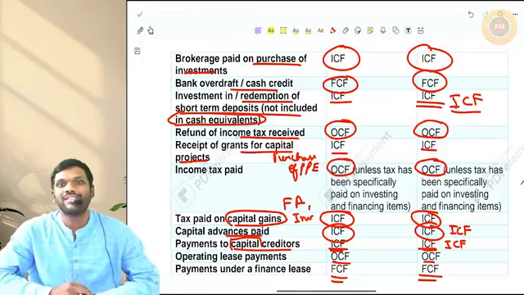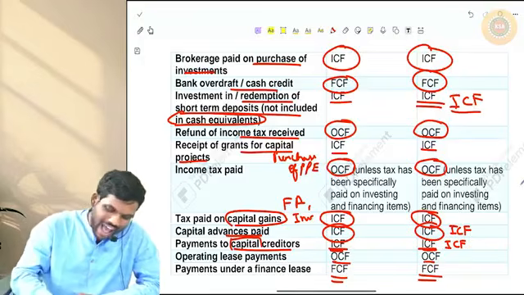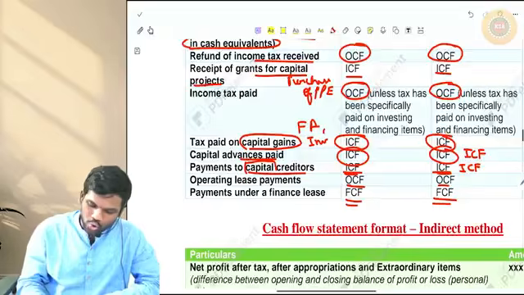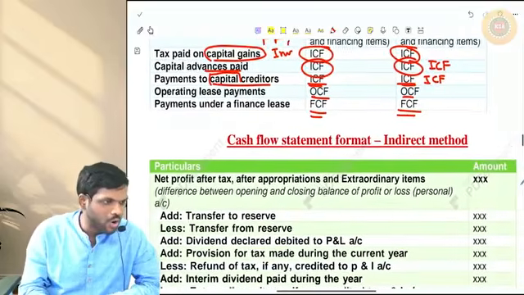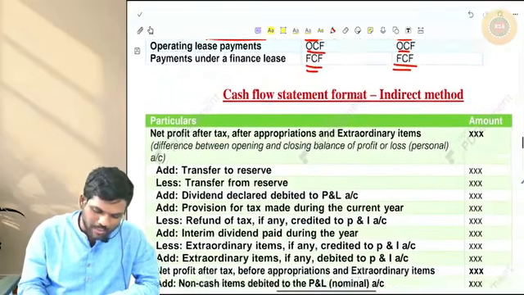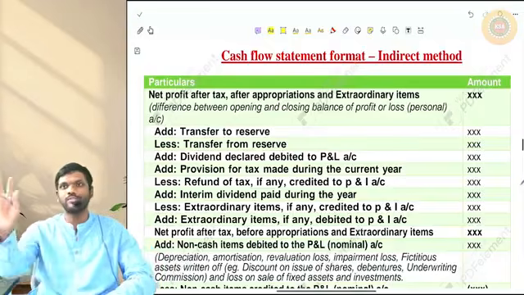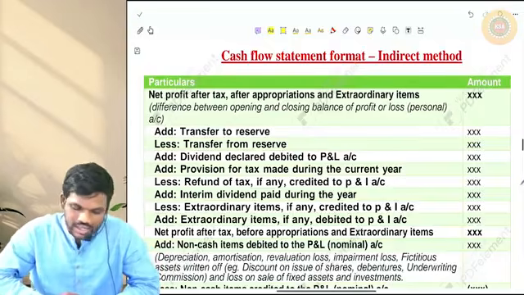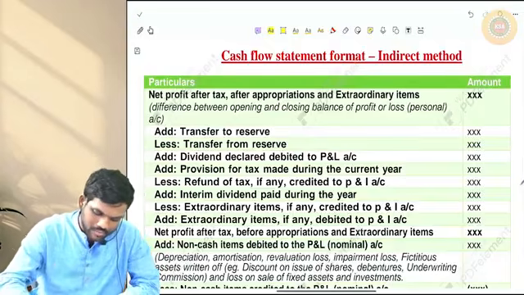Whatever you pay under finance lease will be a part of financing activities. Please ensure you go through these. So once you are thorough with all these items, you should be able to answer all the questions in terms of the activities classification that is given in your book.